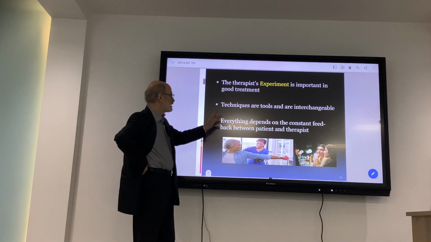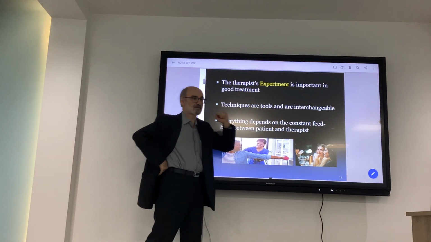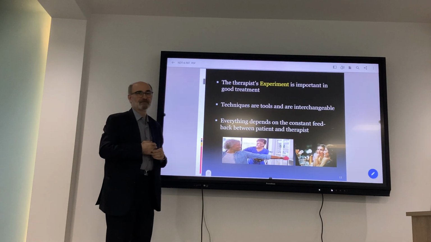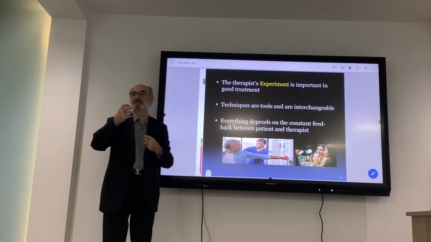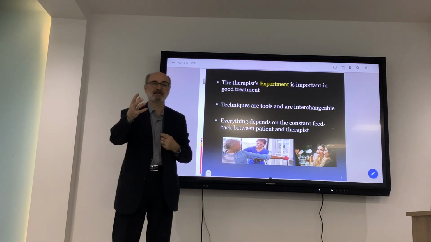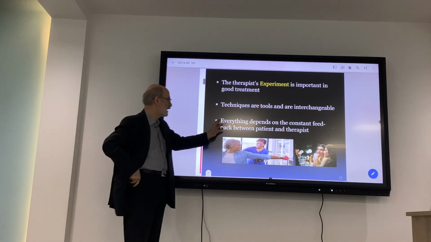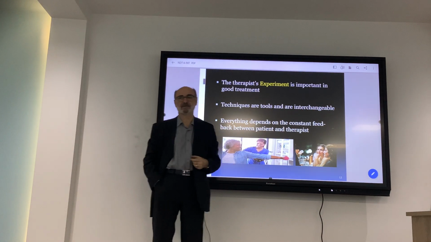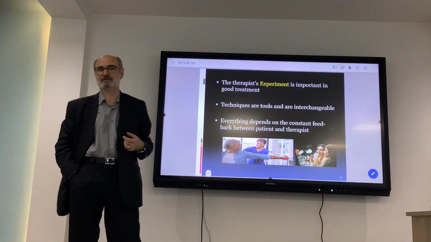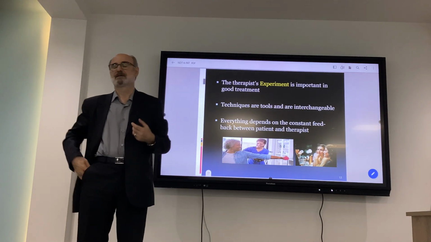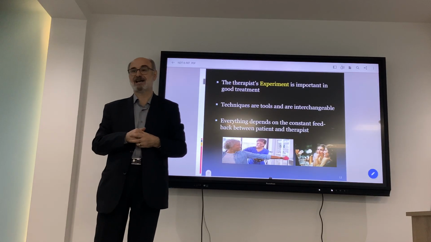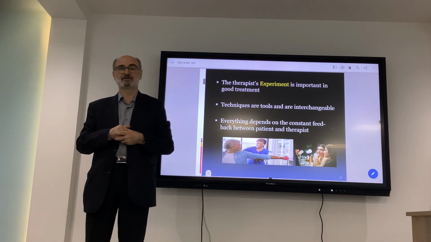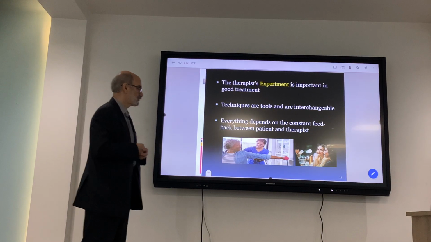Therefore, techniques are tools used by the physiotherapist and therefore are interchangeable. And the communication between the physiotherapist and patients is important. Therefore, everything depends on the constant feedback between patient and therapist. You need to communicate with the patients. You need to pay attention to the feedback provided by the patients and to consider it when you select the technique to apply in a specific particular patient.